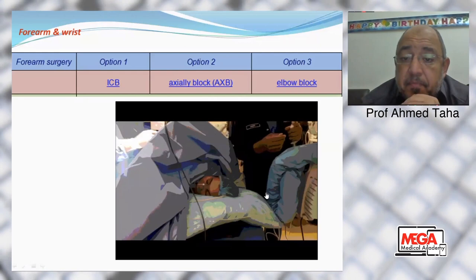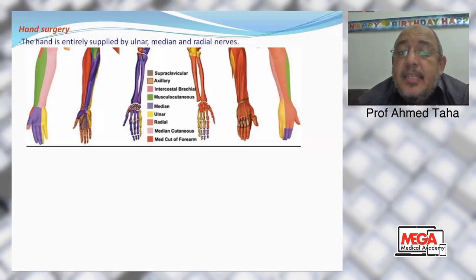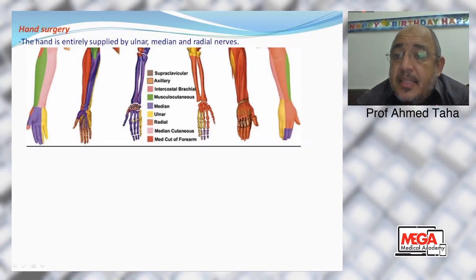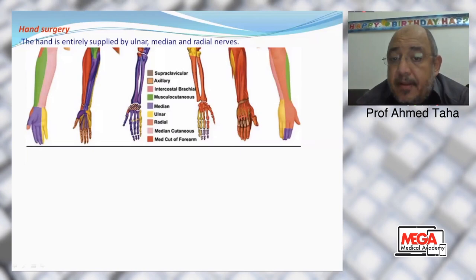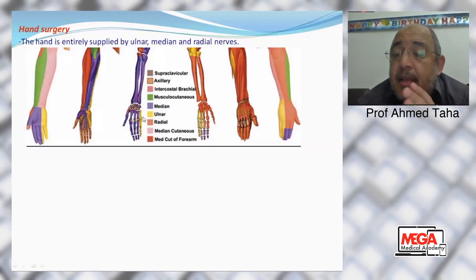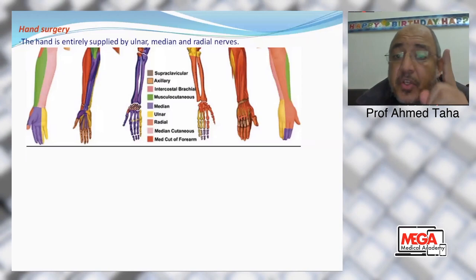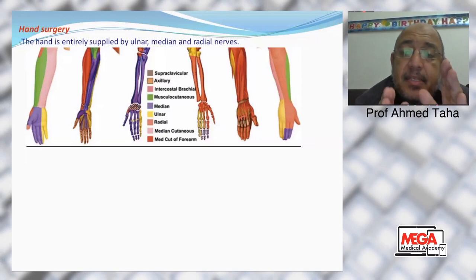Lastly, hand surgery. The hand is entirely supplied by three nerves: the median, ulnar, and radial. The skin, the muscle, the bone, everything is supplied by these three nerves. So simply an elbow block is enough. Characteristically, the medial side of the hand is the only place in the entire body where the skin, muscle, and bone are supplied by one nerve, which is the ulnar. This is unique. You'll never find such a thing elsewhere in the body; it's only in the little finger.